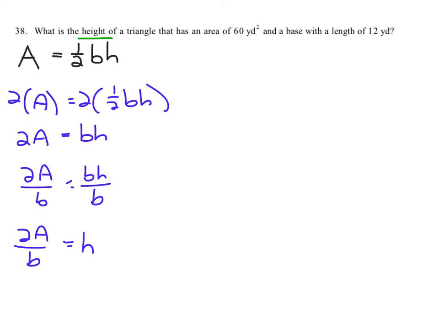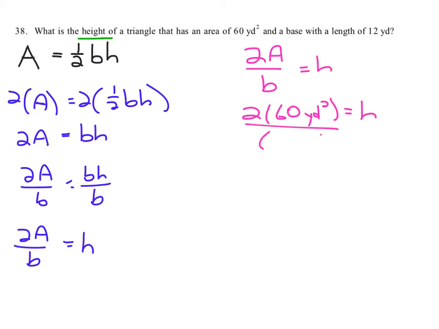I'm going to start on the right-hand side here, pick a different color, and say now we've got 2 times a all over b is what h is. And now I can say 2 times, what did they say for the area? They said for the area, oh, and I'm going to show you something neat about units. They told us for the area that it is 60 yards squared. Over the base, which is 12 yards.